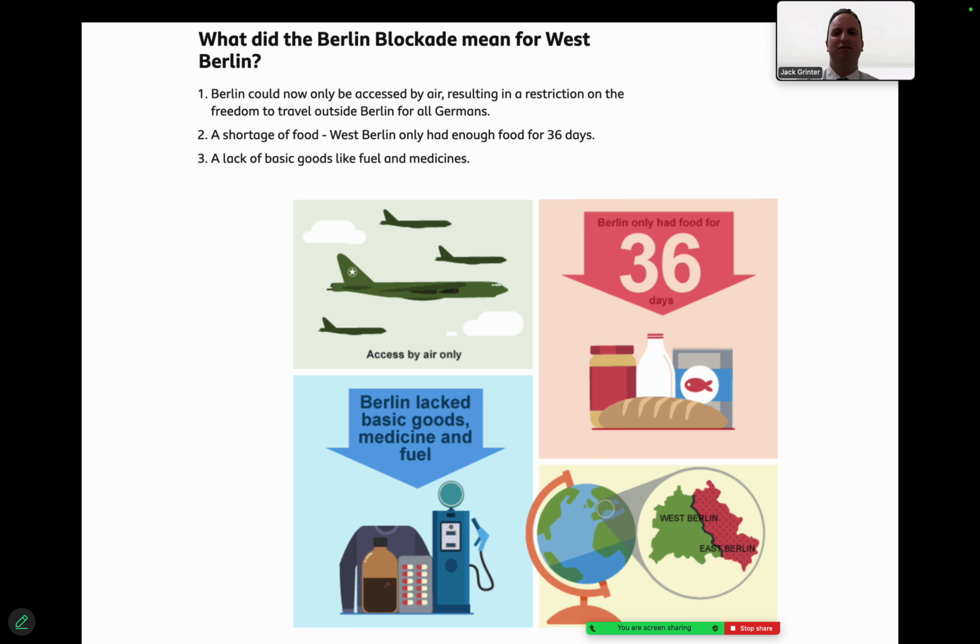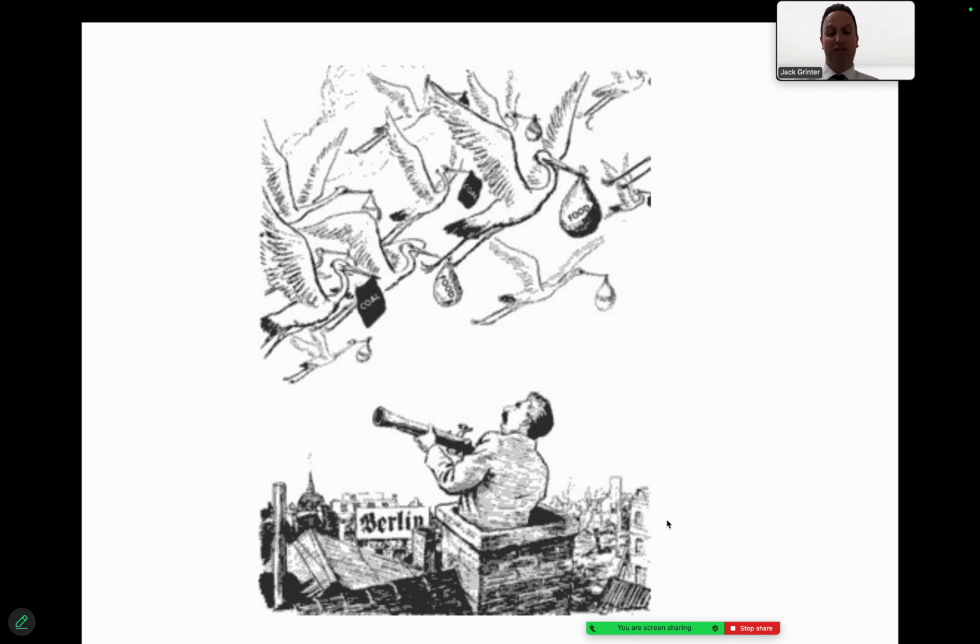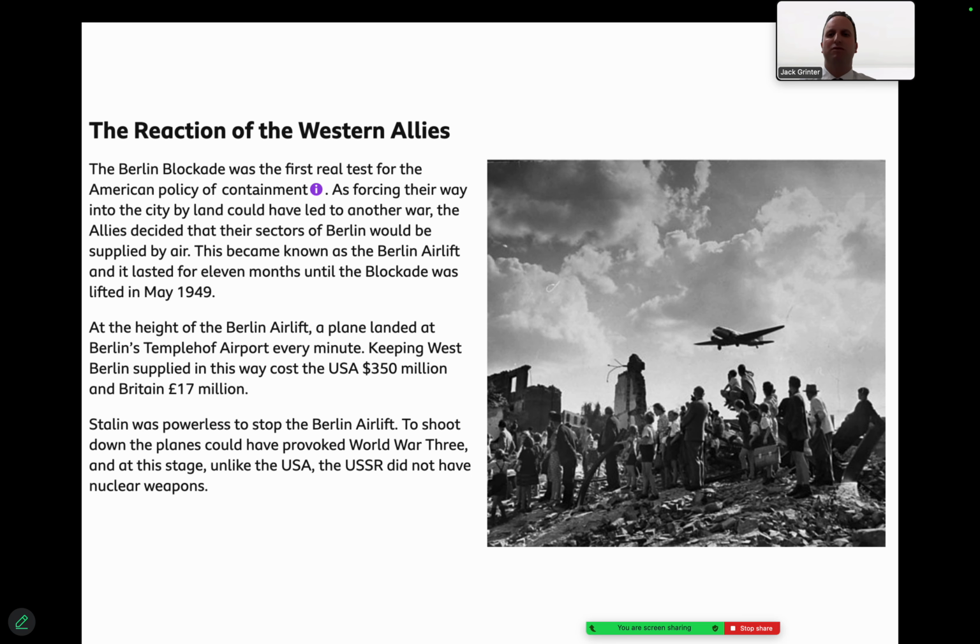West Berlin only had enough food for 36 days. So rather than forcing supplies in through the ground, it was mainly US pilots, but British I think were involved as well. They flew in supplies in the air, and they landed in airfields in the western part of West Berlin. Okay, it might have been tempting for Stalin to shoot down one of these planes that was flying in. Right, this is a little bit more context about the reaction to it.